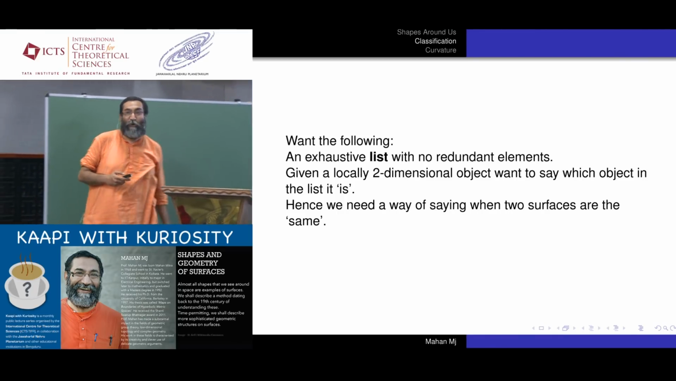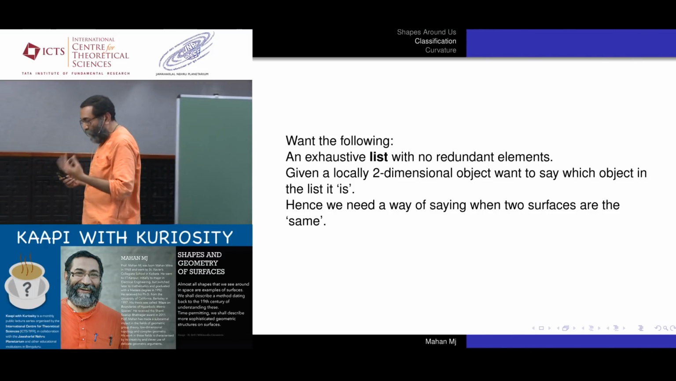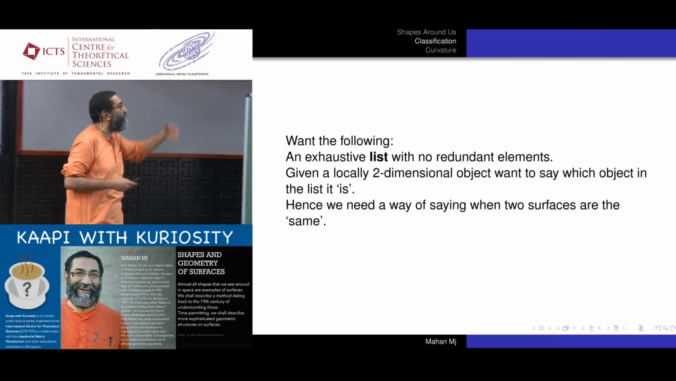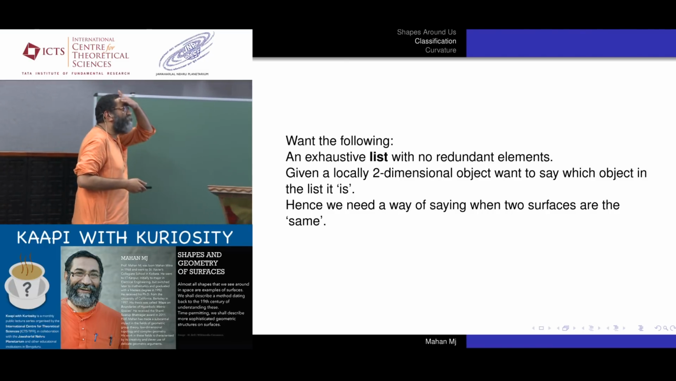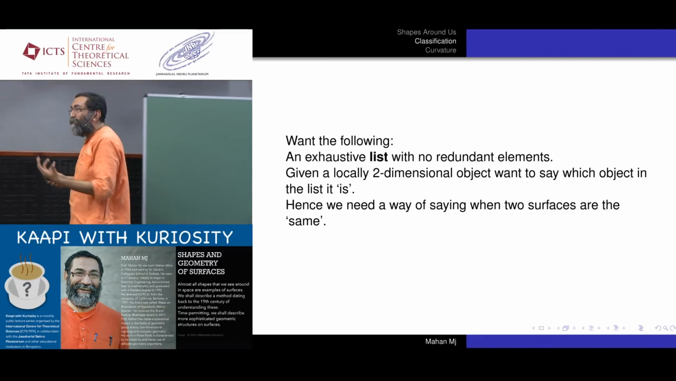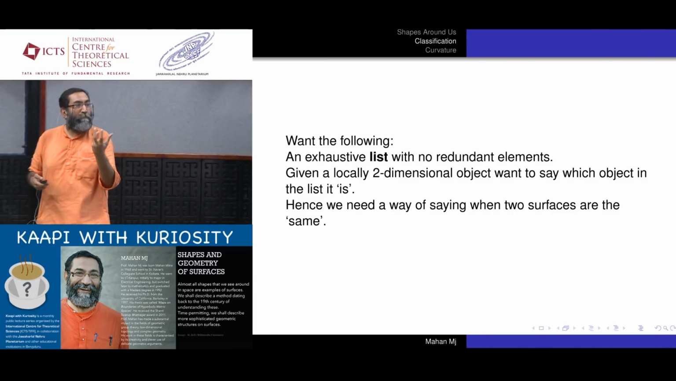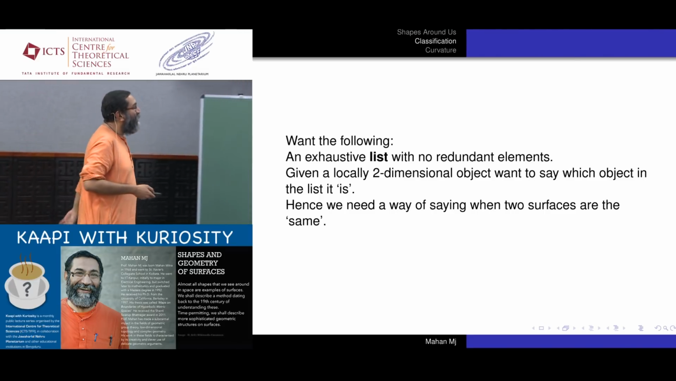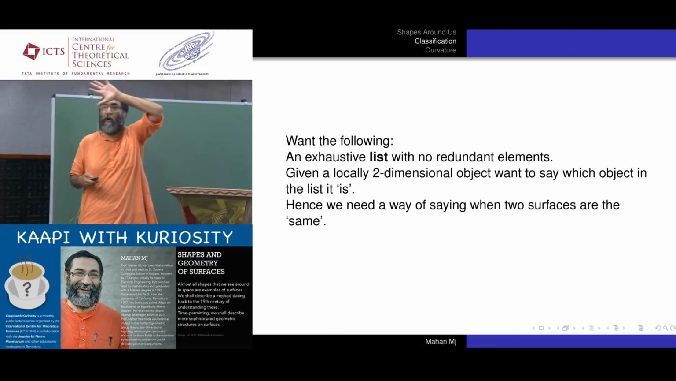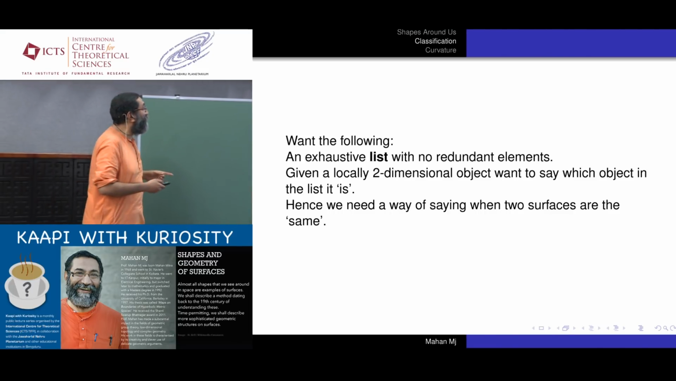Now we've understood what we mean by classifying, what level of understanding we are going to have at the end of this process. But what are the objects? I said that the objects that we are going to study are locally two-dimensional objects. That's still too imprecise. We need a more formal way of describing local two-dimensionality of an object. And that's where we are going now.